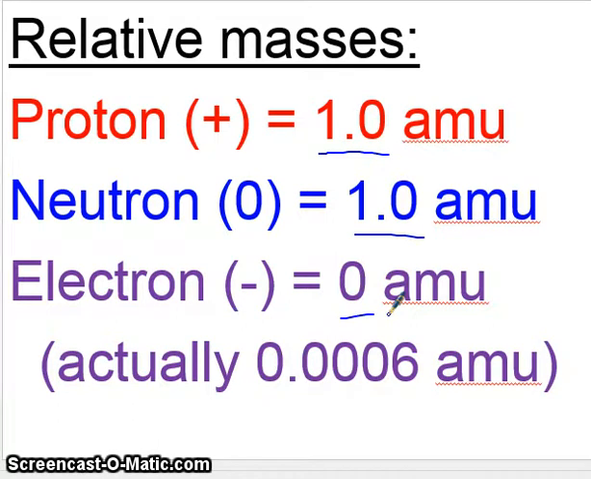What this is saying is that the electron is so tiny that in comparison to the proton and the neutron, you can ignore its mass. And it does have a mass. If you were to calculate it, it's less than 1,000th of a proton or a neutron, about 6/10,000ths of one of these. So really tiny. For the most part, we can safely ignore it.